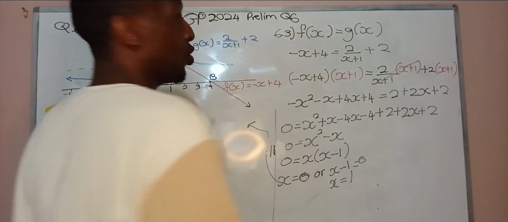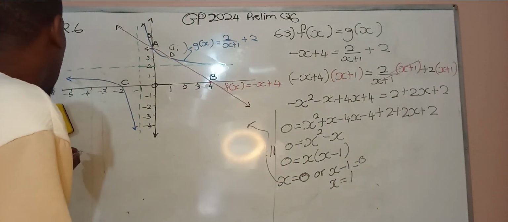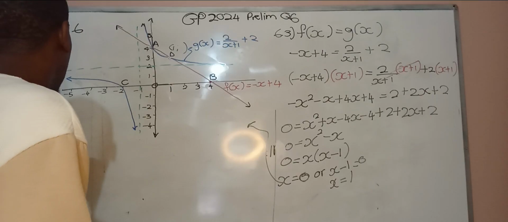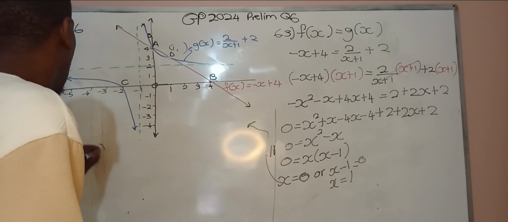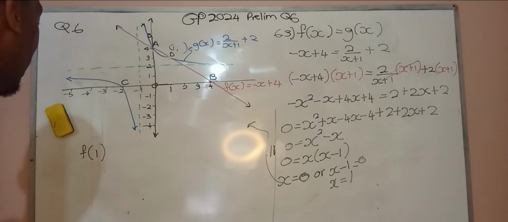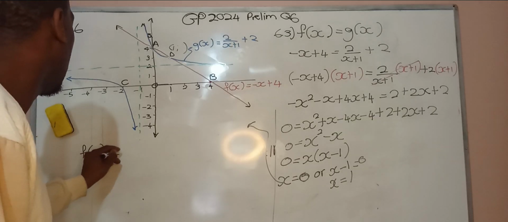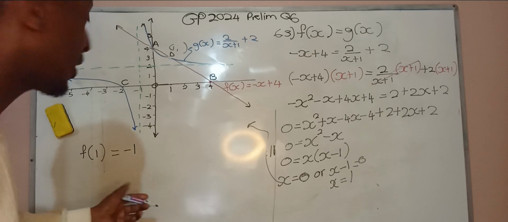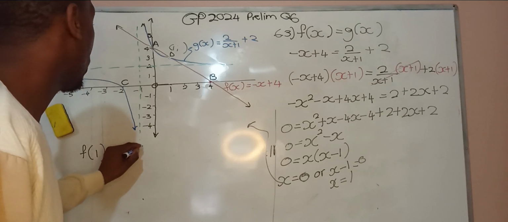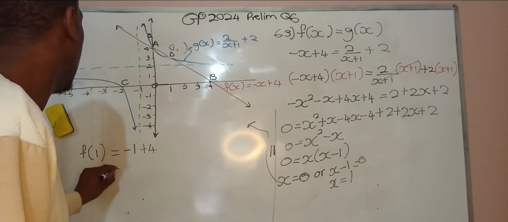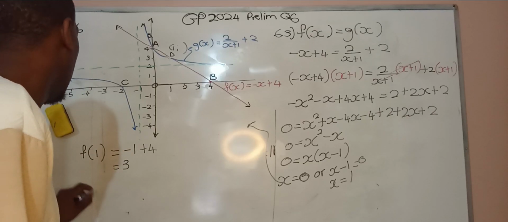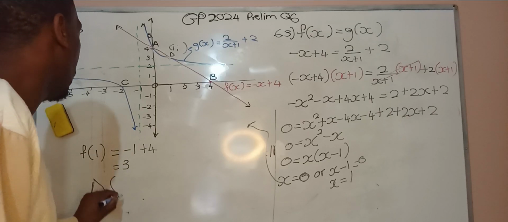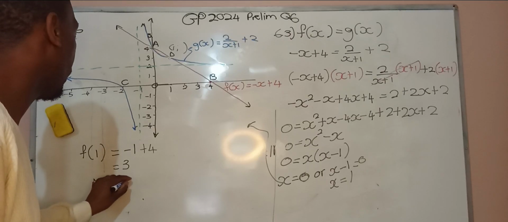So let's do f. So we want to know what is f equal to when x is equal to 1. In other words, what is f of 1? Okay, so I'm going to put a 1 wherever I see an x. So it's minus 1 plus 4, which is equal to 3. Okay, so this means that the coordinates of D are 1, 3.